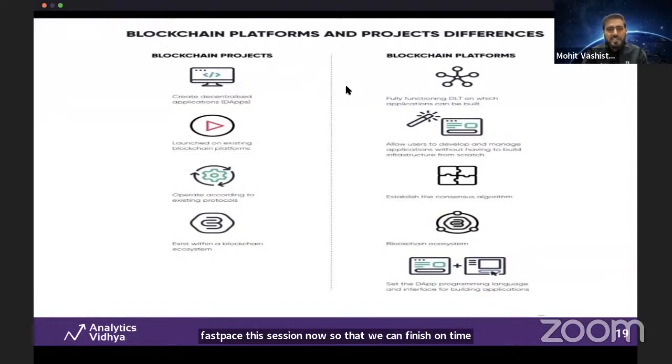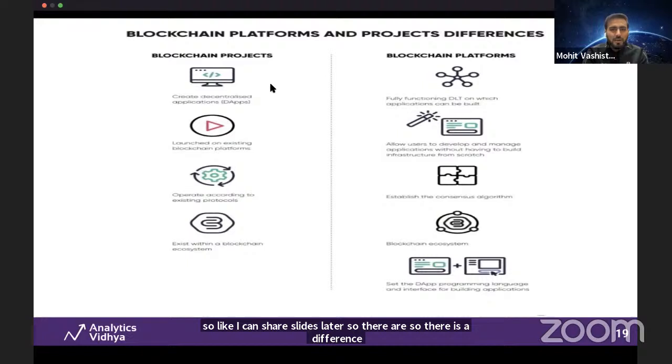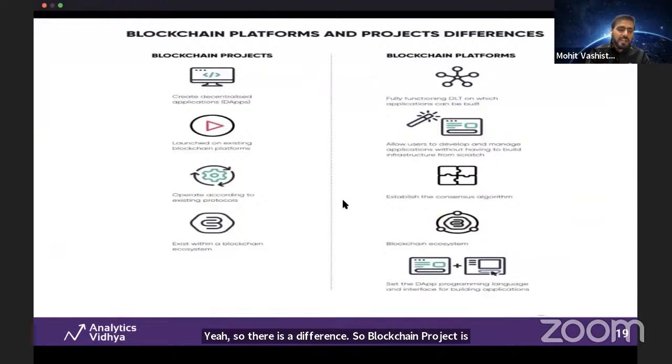So there is a difference between blockchain platforms and blockchain products. A blockchain project is where you are creating an application over any blockchain. It can be Ethereum or any other blockchain on which you are making an application. So it's a DApp, a distributed application you are making. And if you are making a blockchain platform, it means you're creating your own blockchain, like Ethereum, Bitcoin, or Polygon, or something like that.